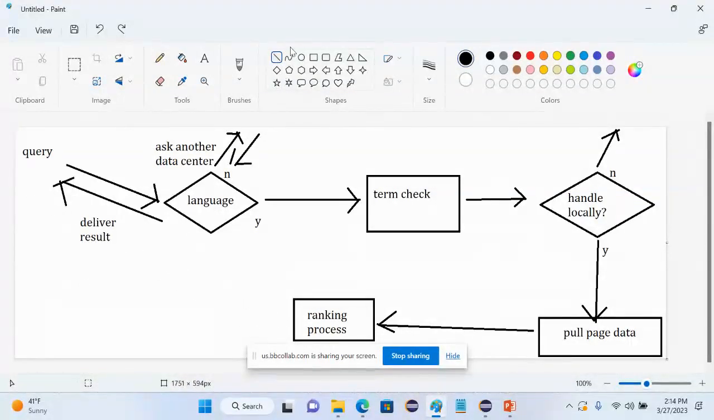Okay. Whoop. Damn it, Beavis. All right. And we deliver the search results, same way.